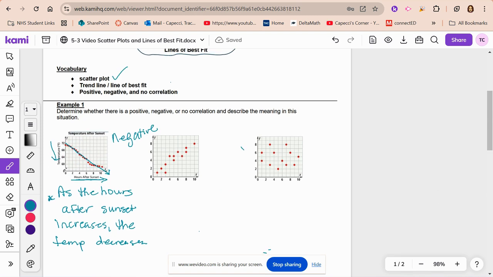If you look at the next example, I can draw this line. It would be somewhere in the middle there. And in this case, as my X increases, right, as this goes up, also my Y is going to go up. So we're going to call that a positive correlation.